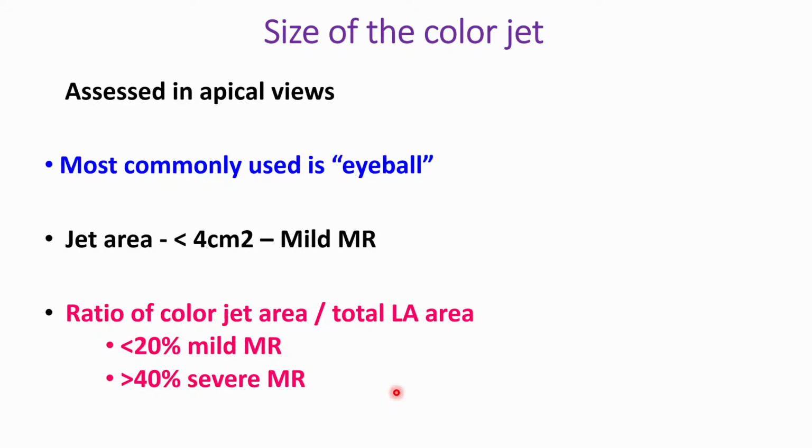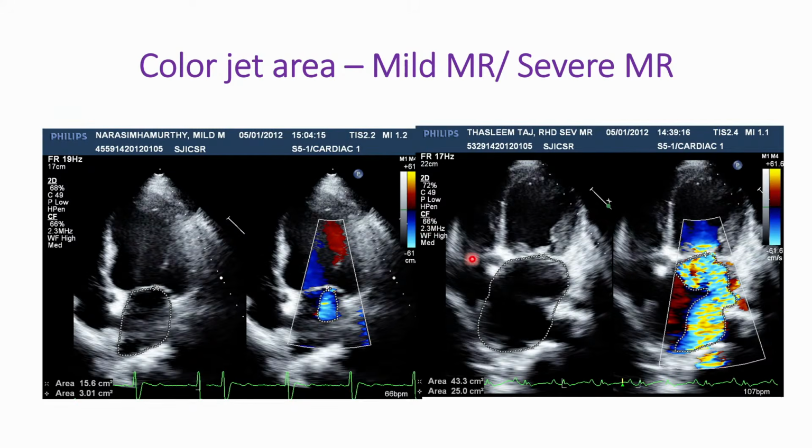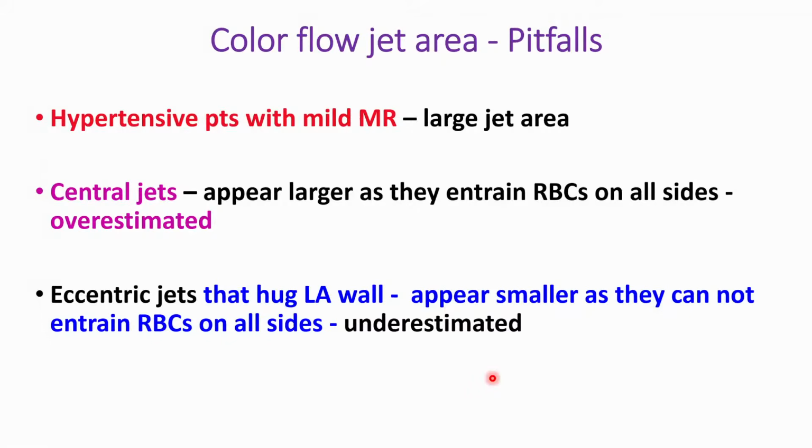Here we assess the regurgitant jet size compared to that of the LA size. For example, in this image we can see there is MR. This much is occupying less than 20% of the LA size, so we classify this as mild MR. Here we can see the MR jet is occupying more than 40% of the LA volume, and then we call it severe MR. This is a rapid eyeball method, but this alone should not be taken into consideration. In hypertensive patients, even a mild MR can increase because of the increased afterload. Hence we need to control the blood pressure and reassess.